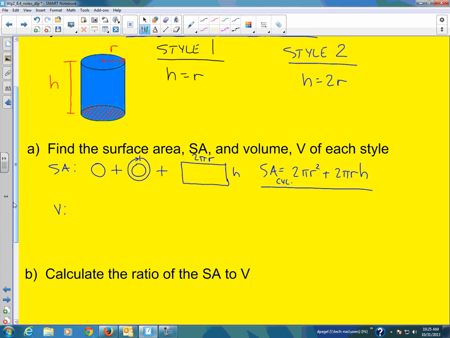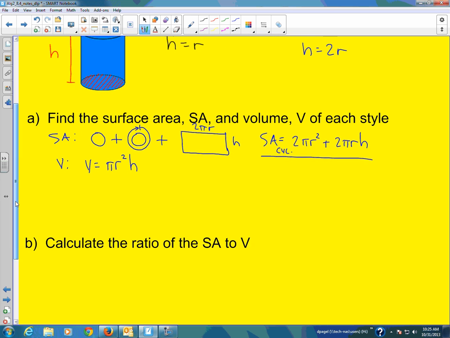The volume is taking the shape of the base and multiplying it by the height. So here, we just imagine a bunch of those little circular discs, stacking them up. You know, we're kind of ignoring thickness here. Volume would be equal to pi r squared times the height. Okay, if that's the case, then for style 1 and style 2, we can find their respective surface areas and volumes.